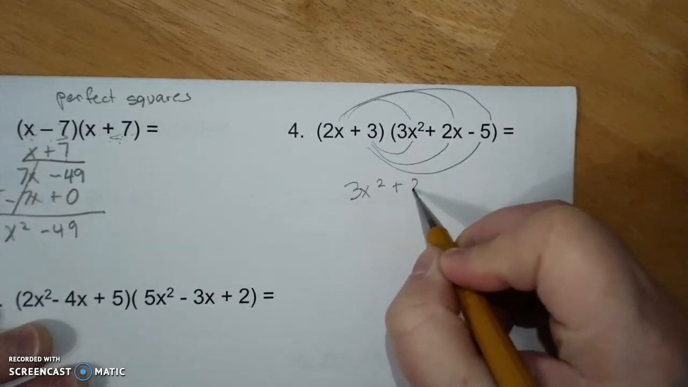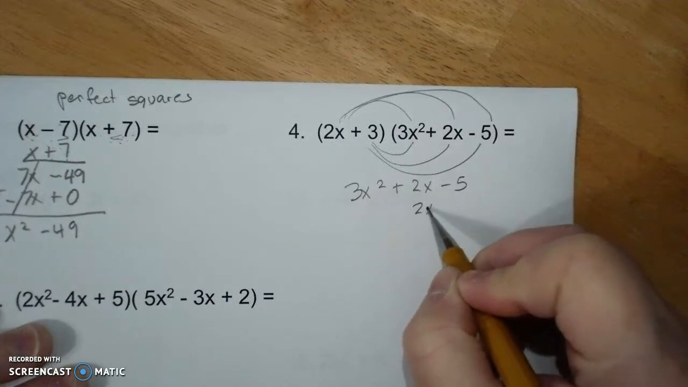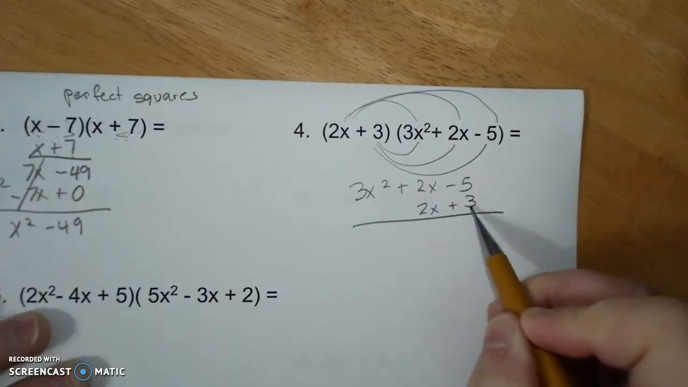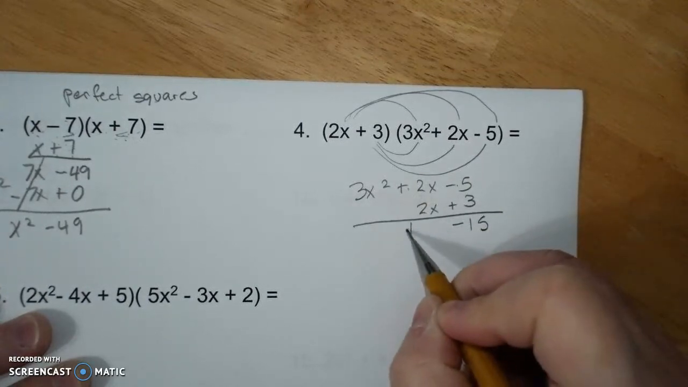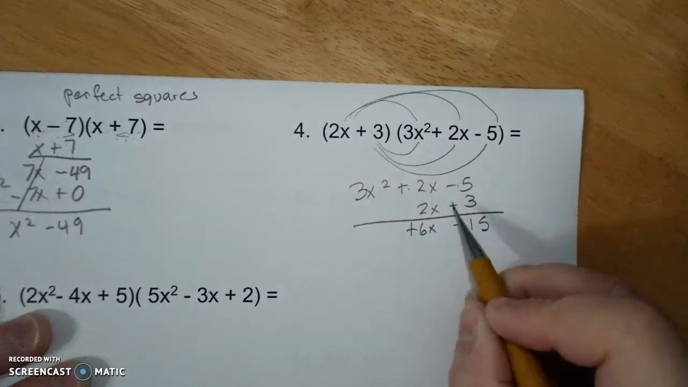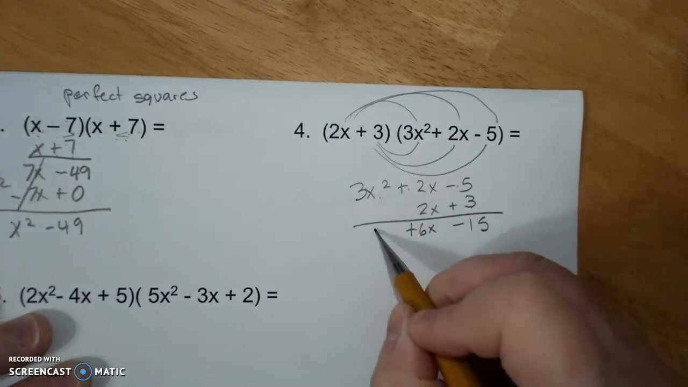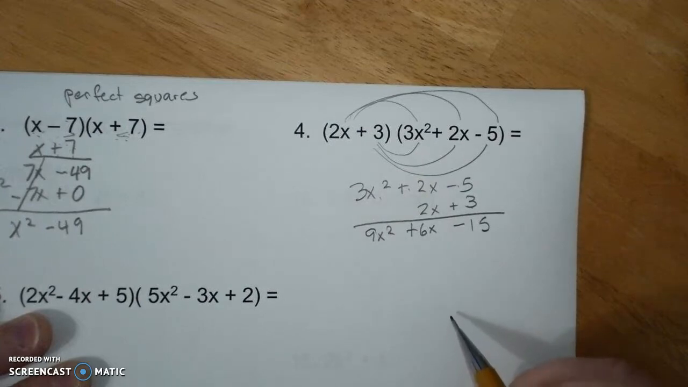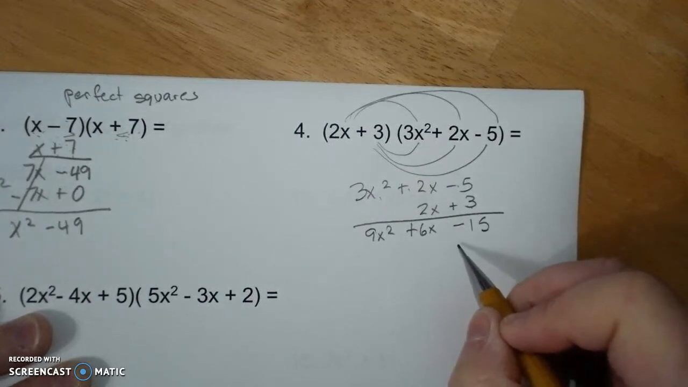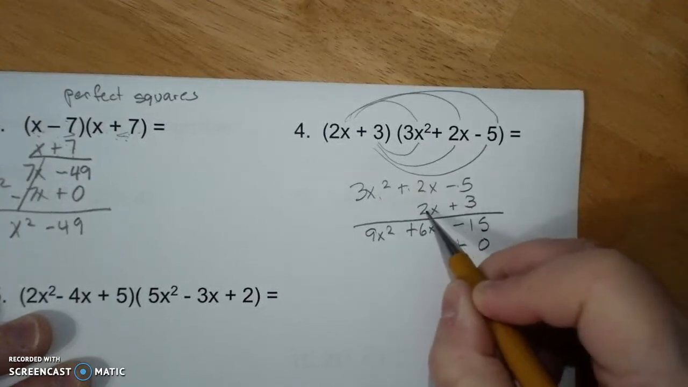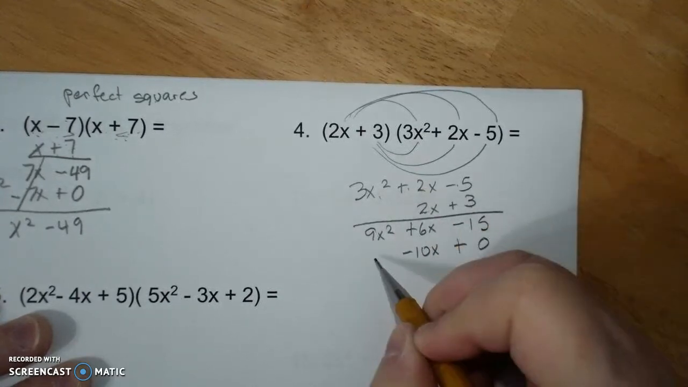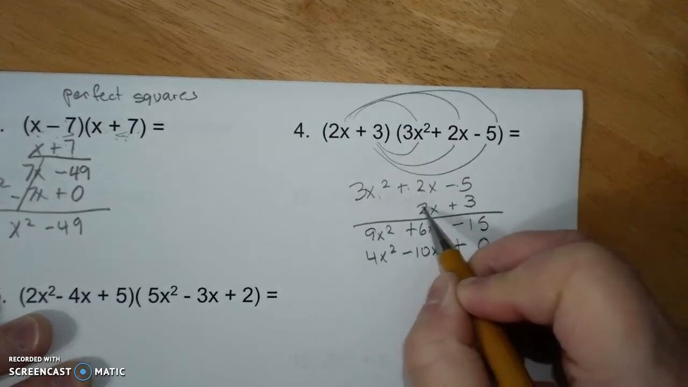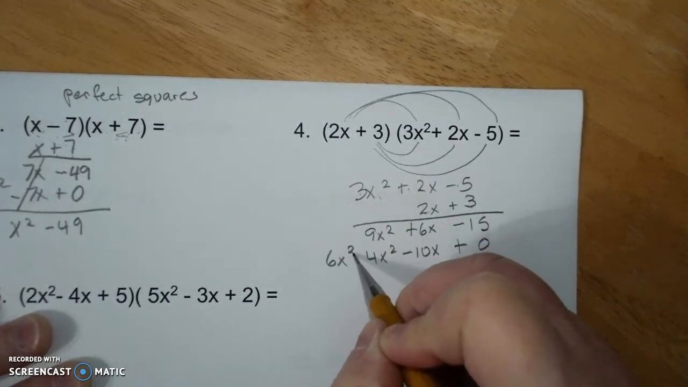3x squared plus 2x minus 5, times 2x plus 3. Here times here is negative 15. Here times here is positive 6x. Notice I'm putting my signs and I line them up. Here times here is 9x squared. I'm going to put a plus 0. Here times here is negative 10x. Here times here is 4x squared. Here times here is 6x cubed.